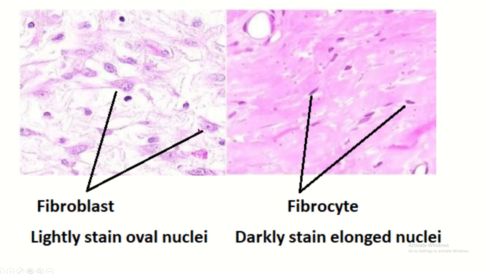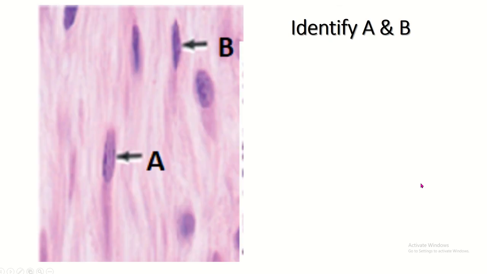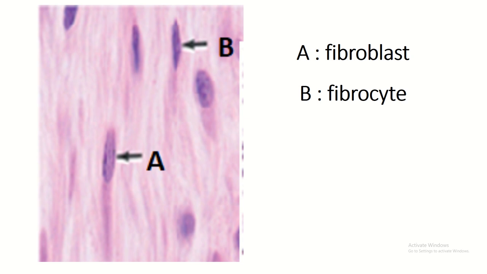This is the fibroblast, lightly stained, oval nucleus. This is the fibrocyte, darkly stained elongated nuclei. Identify A and B. A is fibroblast, B is fibrocyte. Thank you for watching.